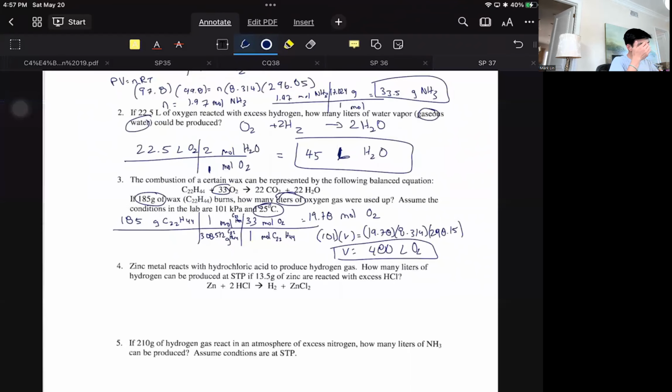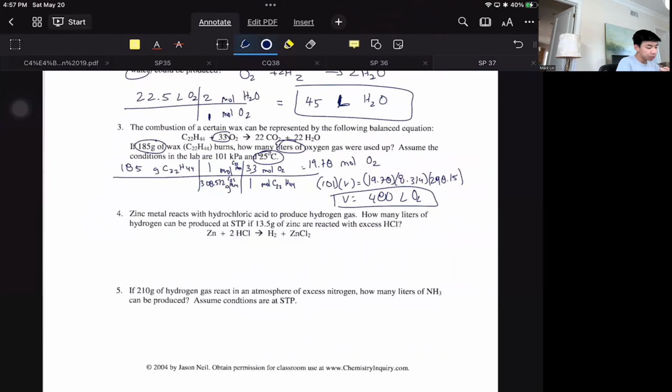So number 4, zinc metal reacts with hydrochloric acid to produce hydrogen gas. How many liters of hydrogen can be produced at STP if 13.5 grams of zinc are reacted with excess HCl? So first, we see that it's STP. Whenever they give you STP, we can skip the whole PV=nRT and gas stoich entirely and just do the whole stoichiometry.